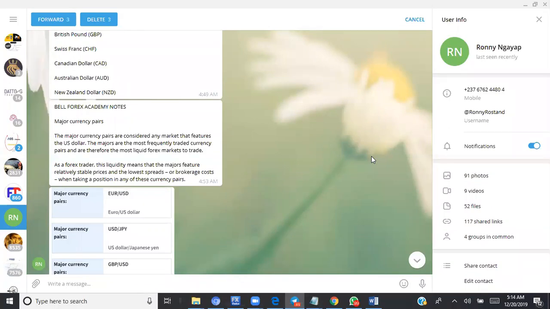You need to understand, for the fact that a currency is a major currency does not mean that its pair is a major pair. For the fact that GBP is a major currency does not mean that a pair of GBP is a major pair. Please take note. GBP USD is a major pair, but GBP Japanese yen will not be a major pair. So for the fact that a currency first is a major currency does not mean that after pairing with another currency, it will form a major pair. So we are saying that a major pair is a pair that features the US dollars. So if the US dollars is not featured in a pair, that means the currency pair is not a major pair.